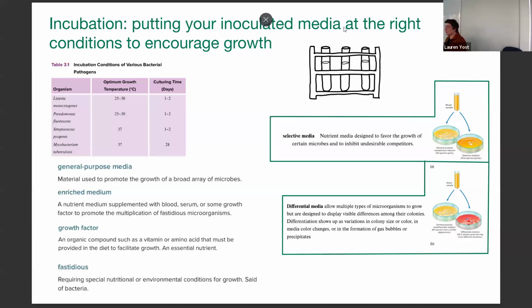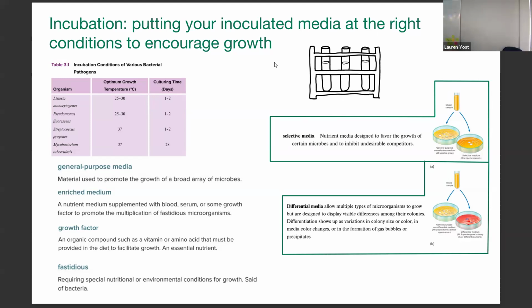All right. For incubation, this is essentially putting your inoculated media at appropriate temperatures, amount of oxygen that they need, or lack of oxygen if they don't grow well in oxygen, if you suspect that they can't. Putting them at the right condition to encourage them to grow up in your sample.